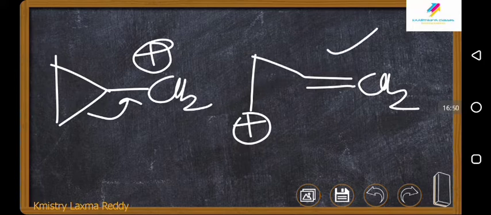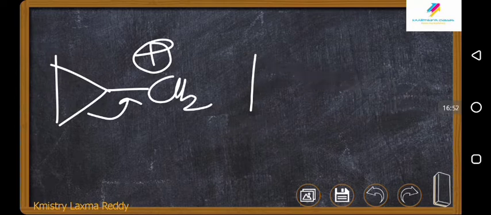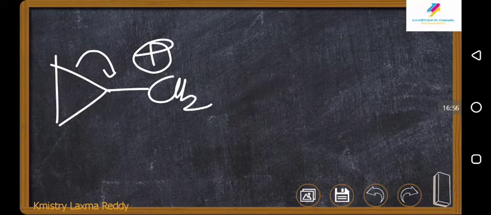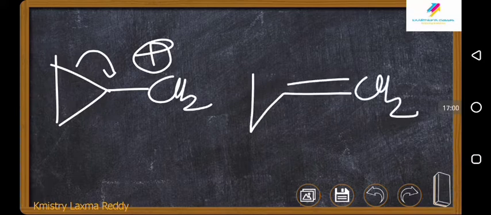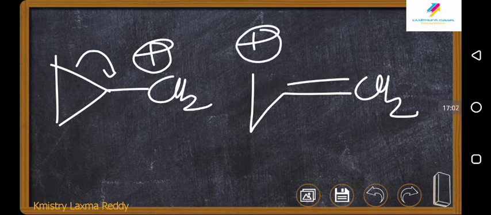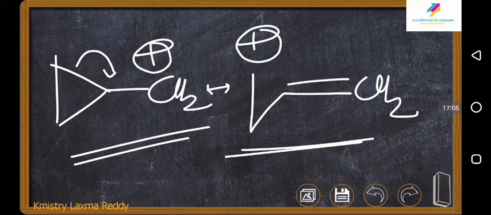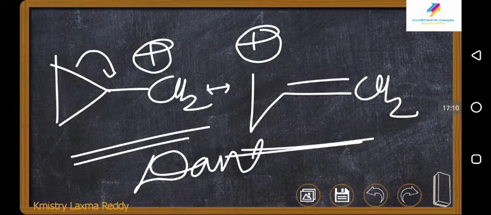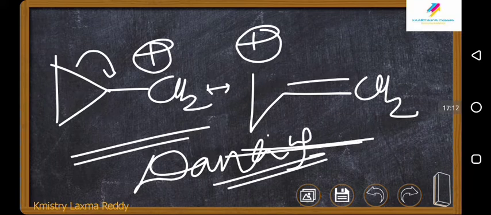Or if this electron pair is coming like this, double bond CH2, this place will have plus charge. Okay, so based on the shifting, we can explain this one. This is called dancing resonance. Because of dancing resonance, these are going to be highly stable. So these are a few important lines.